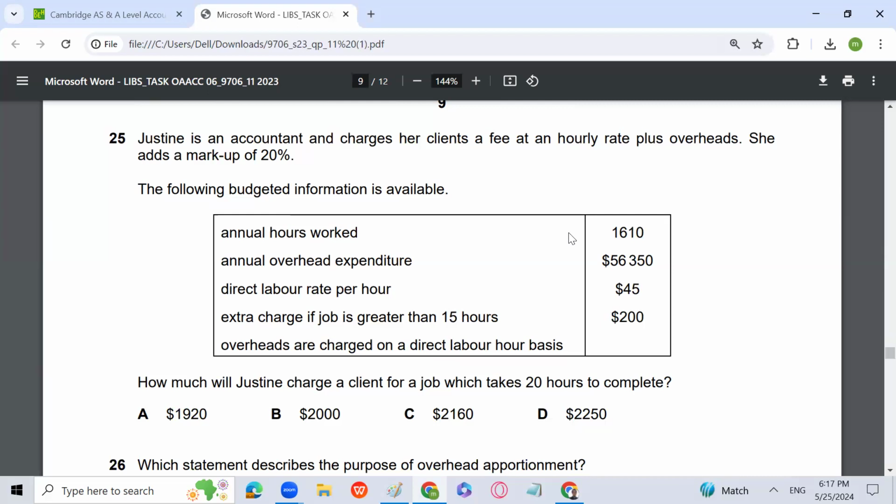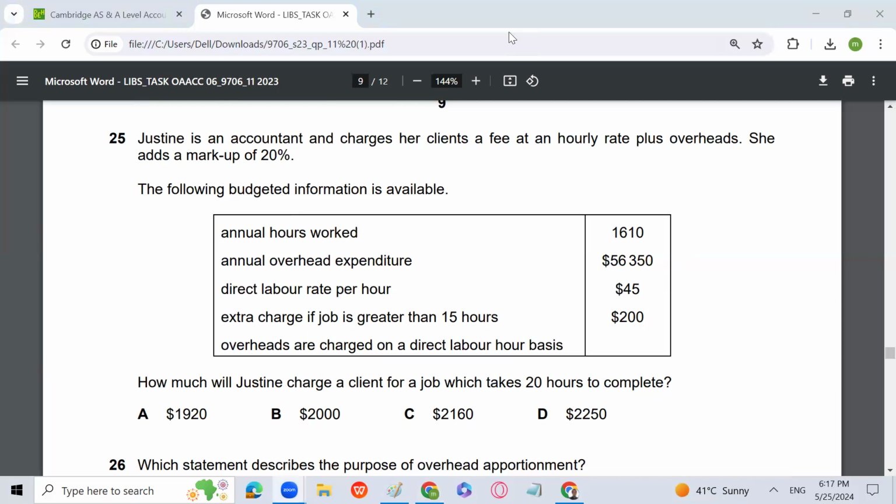Extra charge of $200 will have to be paid because the job has taken 20 hours, and above 15 hours, $200 will be paid extra. Annual overhead expenditure is given as 56,350, so you can calculate the overhead rate. How? 56,350 divided by annual hours 1,610 gives you the overhead rate, OAR, which is multiplied by 20. And 20 hours into 45 will also be paid for direct labor. So it's quite easy.